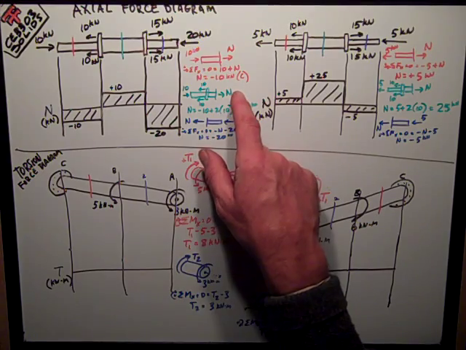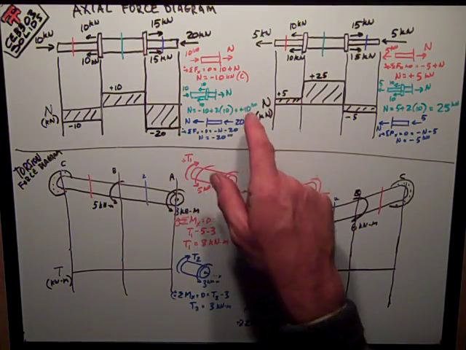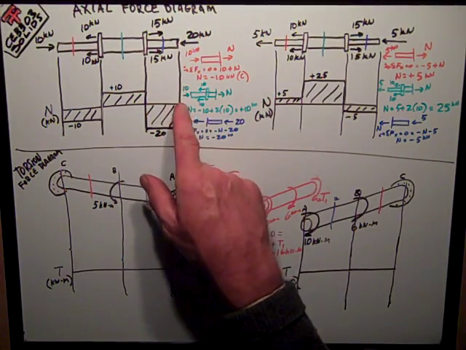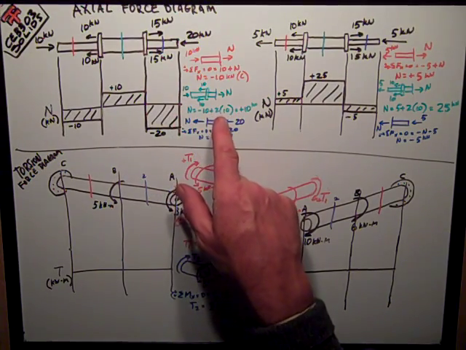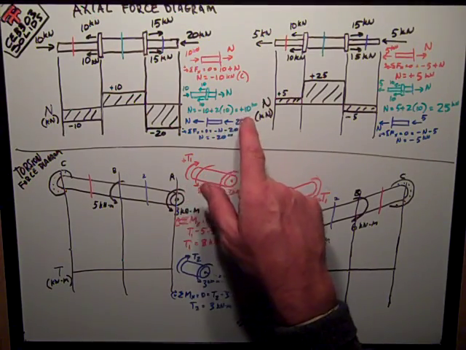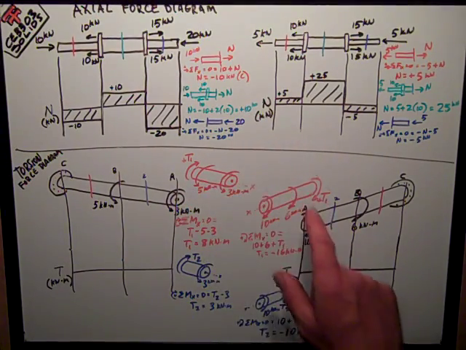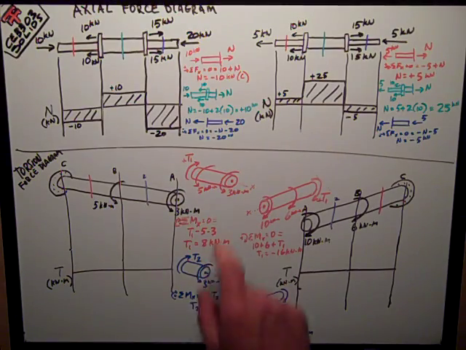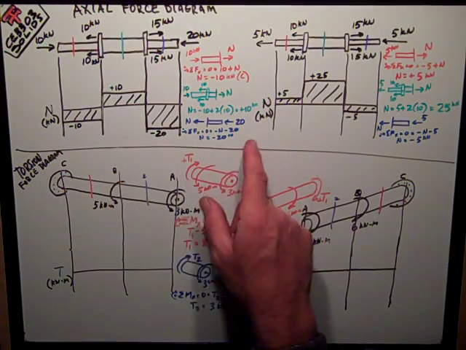Once again, I've assumed my normal force as positive tension. So I've got negative 10 plus, in the opposite direction from N, therefore it's plus 2 times 10, is equal to positive 10 kilonewtons, so that's tension in the middle section.